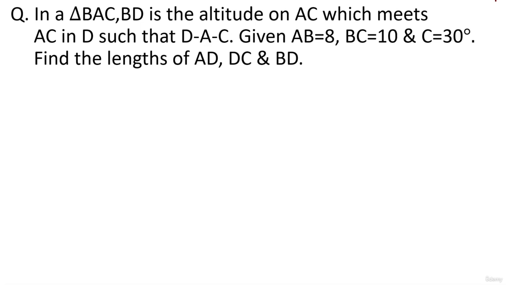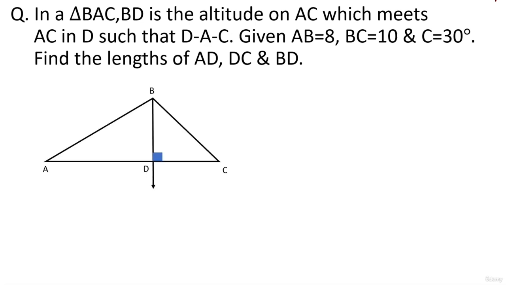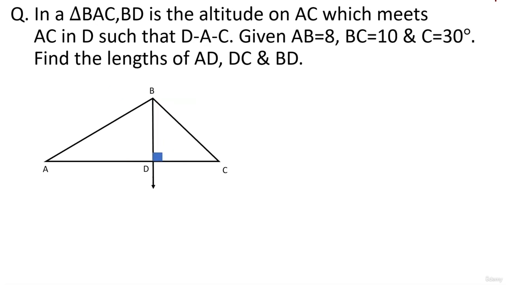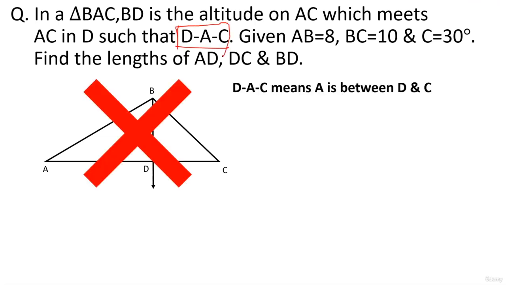All right, guys. So BAC is a right angle triangle given. BD is the altitude on AC which meets AC in D, right? Would this be our triangle? Absolutely not. Okay. Now majority of the people get this wrong because they don't understand the significance of this information. D-A-C, guys. D-A-C simply means that A is between D and C.